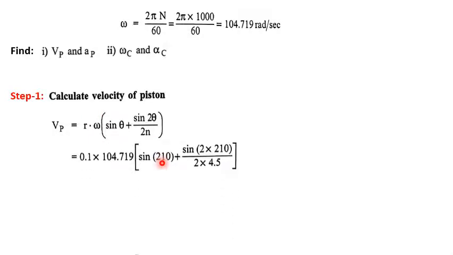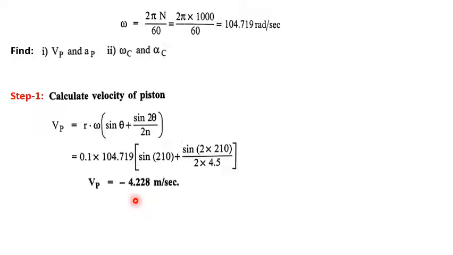So we have substituted all the values in the above equation. R is 0.1, omega is 104.719, theta is 210 and here n value is 4.5. Then simplify this. After simplifying, we got the velocity as minus 4.228 meter per second.